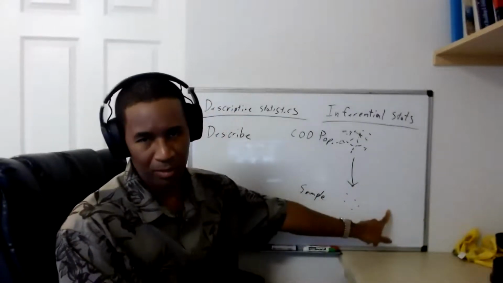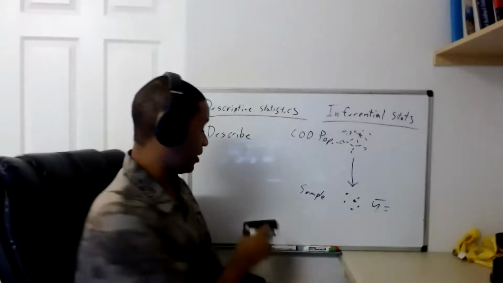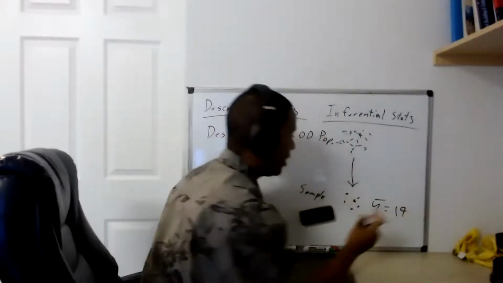Does anybody remember what the mean age was in this class that we calculated last week? Was it 22? I think it was around 22. 19. Yeah, it was 19. Okay, 19. Cool. So this is a pretty young class then. Okay.